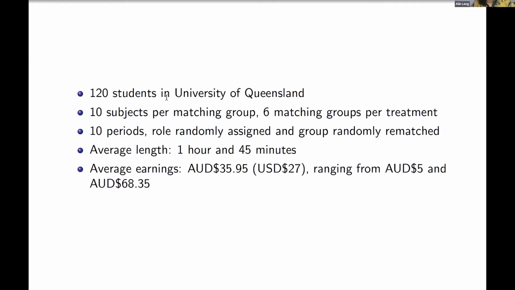The experiments were conducted at the University of Queensland in Australia. An independent observation is a matching group. There are 2 groups per matching group, and there are 6 matching groups for each treatment. In total, there are 10 periods, with roles randomly reassigned and groups randomly rematched after each period. The range of the earnings is quite large because some sellers get nothing except for a $5 participation fee.